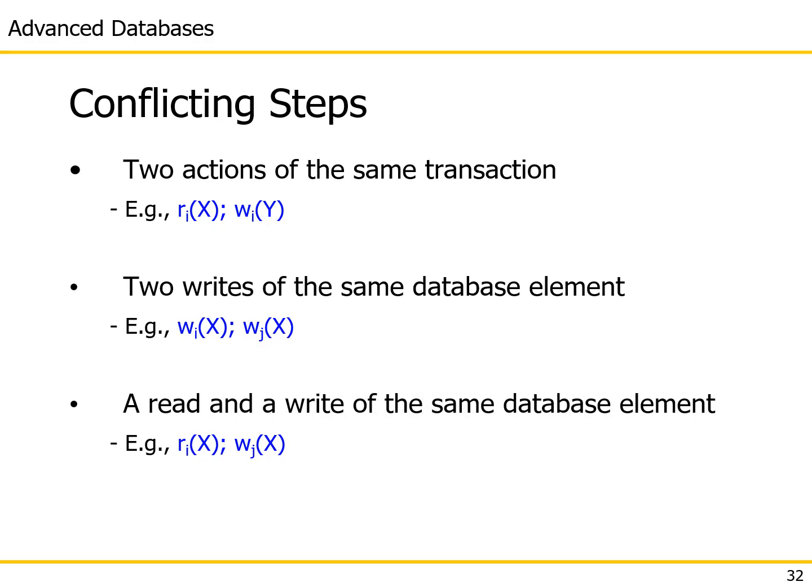Now let's look at conflicting steps. Well, first, two actions of the same transaction. Let's look at the specific actions. Transaction I is reading X, and then transaction I writes Y. Why is there an issue here? Well, it could be that transaction I needs the value of X to compute a value for Y.